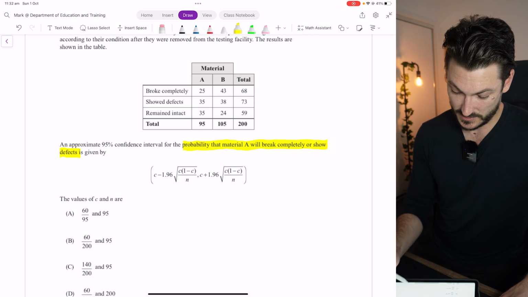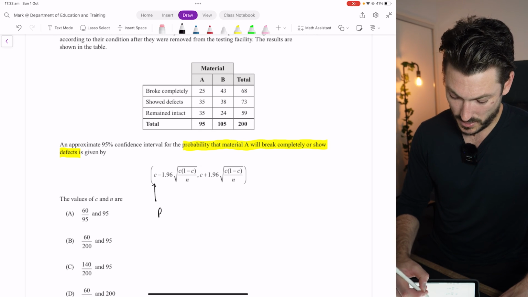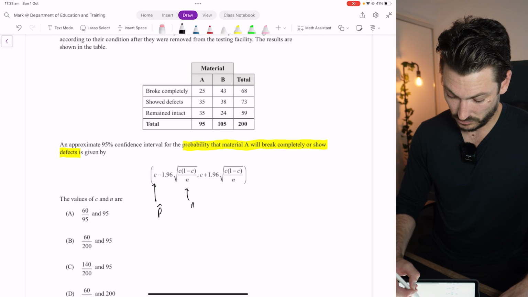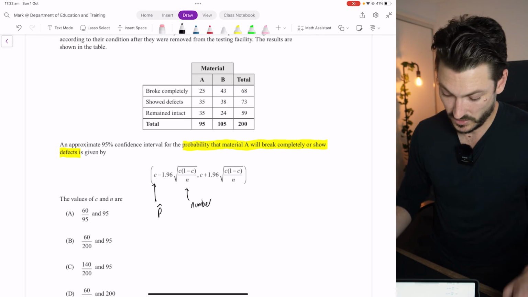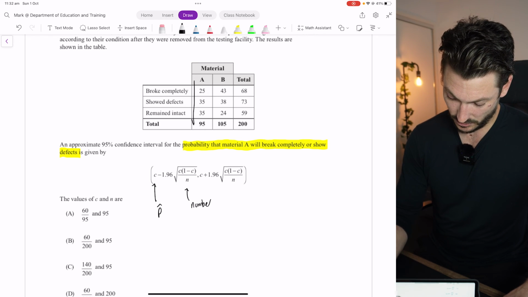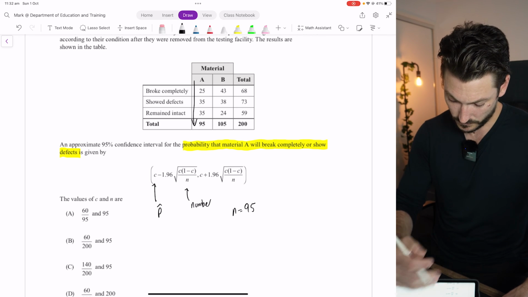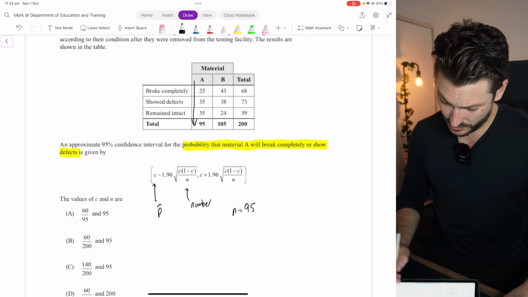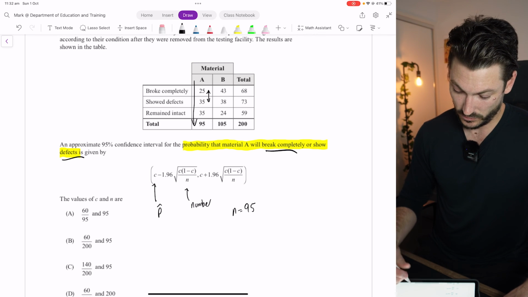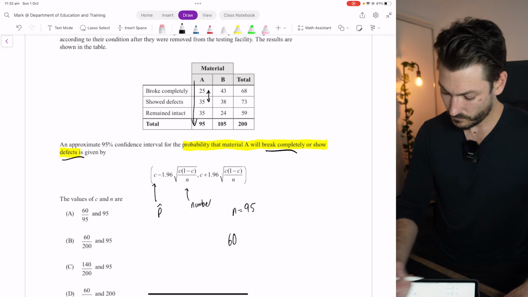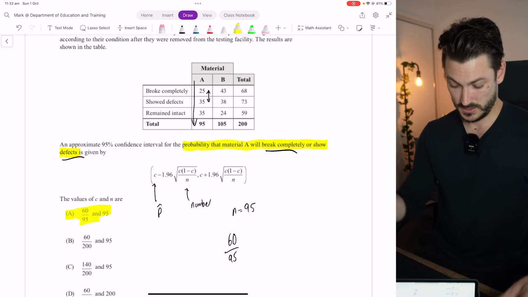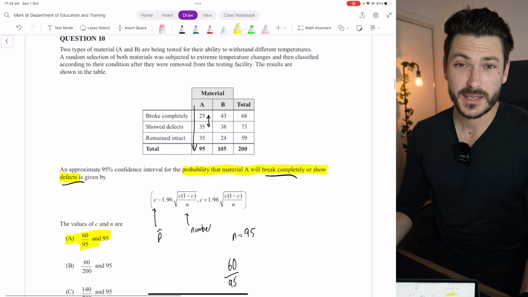If we're trying to figure out C and N, this C value appears to be my p hat, my sample proportion, and my N is just my total number of trials. So if I'm looking at material A, the total is 95. So N is going to be 95, so it's going to be A, B, or C. And the proportion that break completely or show defects is going to be the sum of these two values, 25 and 35, which is going to be 60, but out of my total of 95. So that's going to be A. Is that question 10? That's question 10, and we're done.